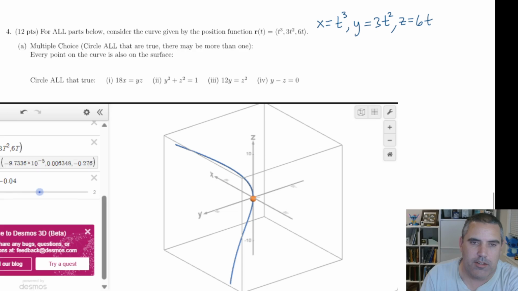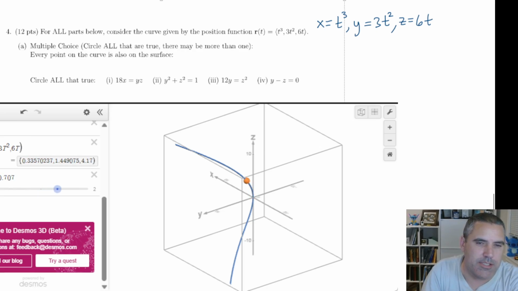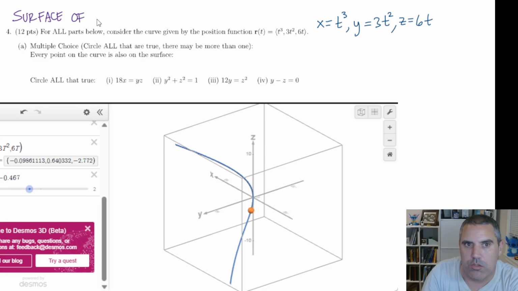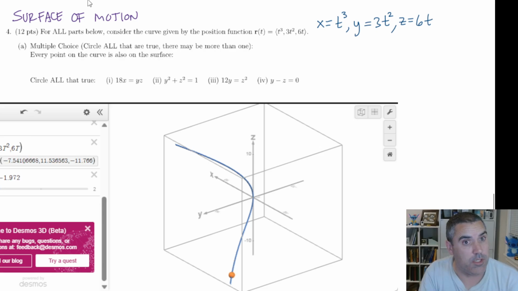Calculus is really good for analyzing it. Is there anything we can do besides calculus to try to visualize it? Well, one way to try to visualize it is to find what I would call a surface of motion. That's my own kind of term for it, but a surface on which the motion is occurring, just to help us visualize. There are many ways to do that.